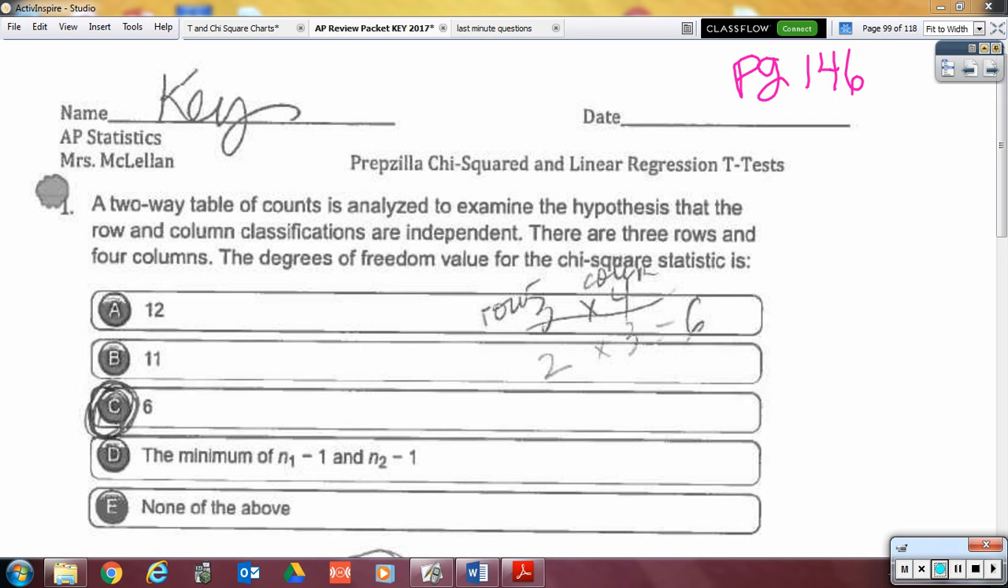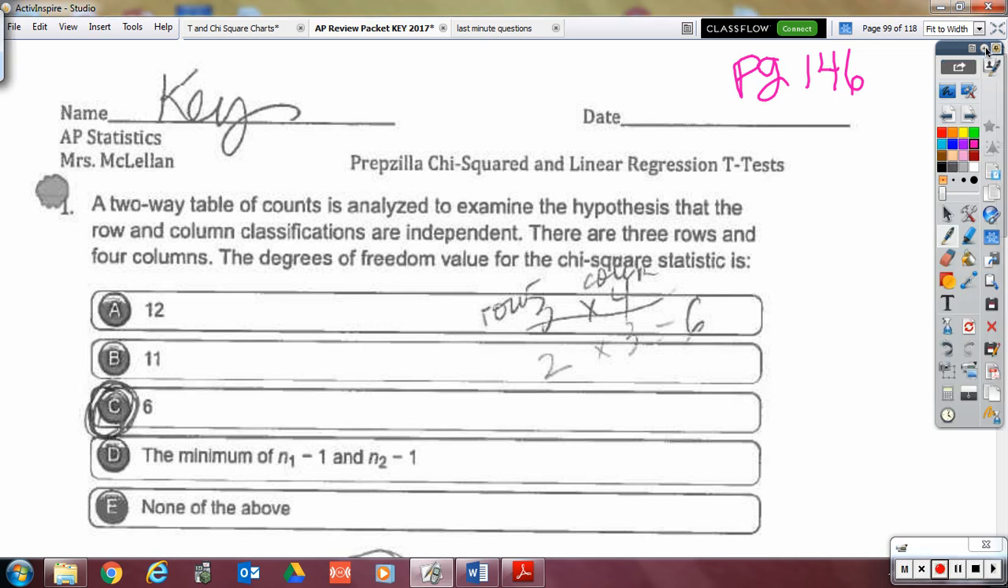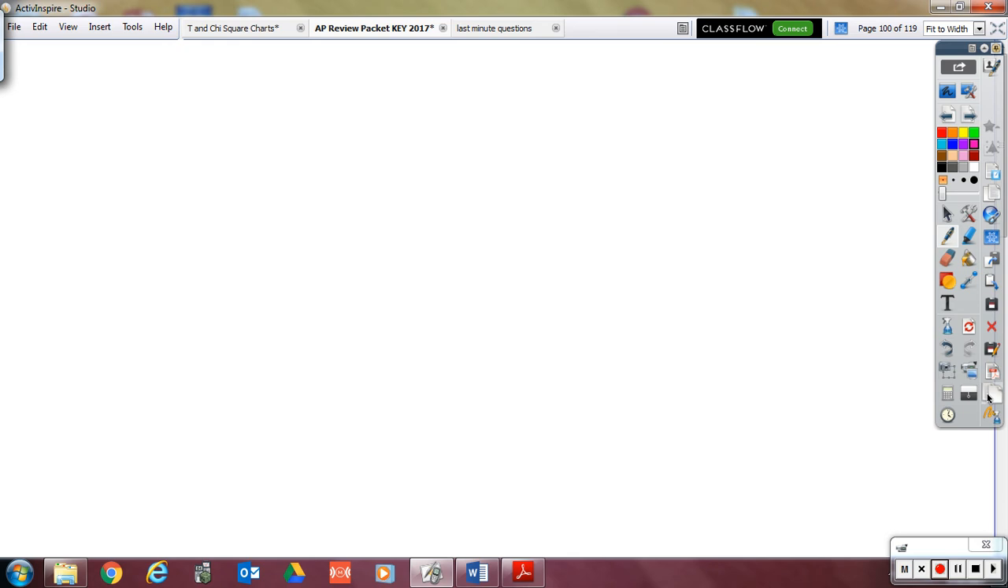rules. So this one, there are 3 rows and 4 columns, and so the degrees of freedom are rows minus 1 times columns minus 1. So I wanted to remind you of all of the degrees of freedom rules. So the degrees of freedom for just a regular mean problem is n minus 1.